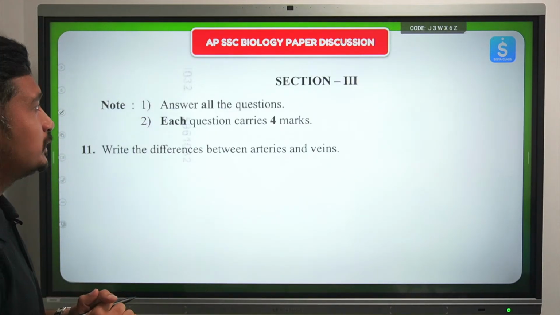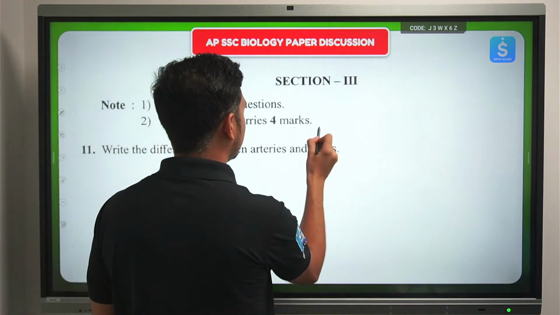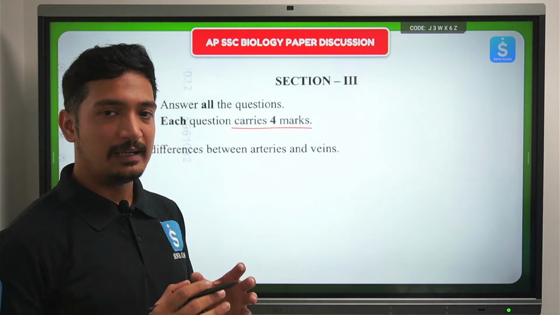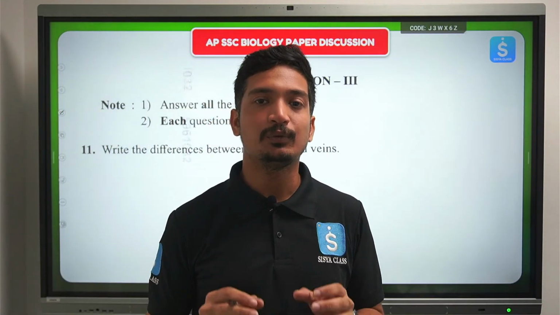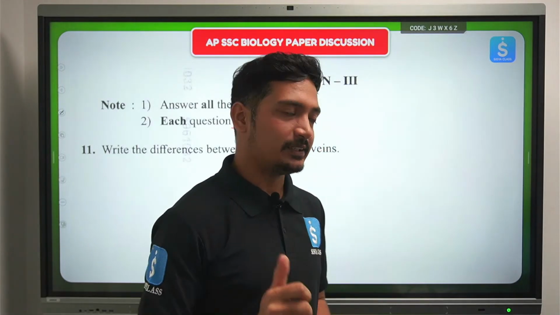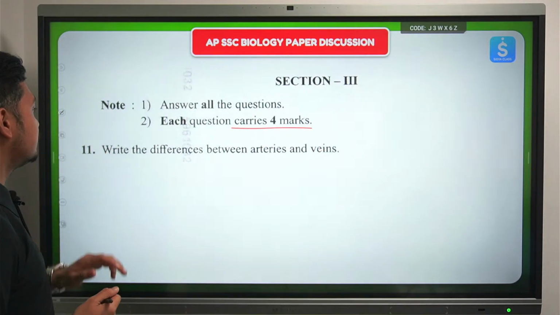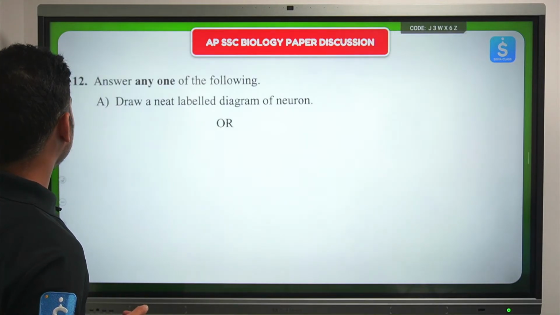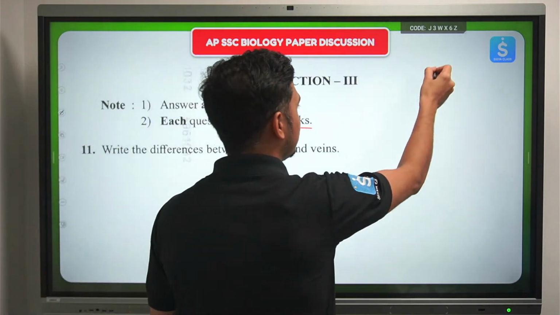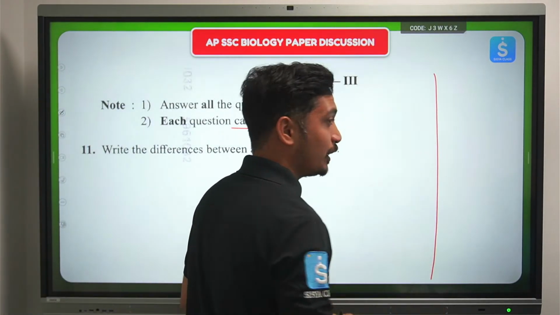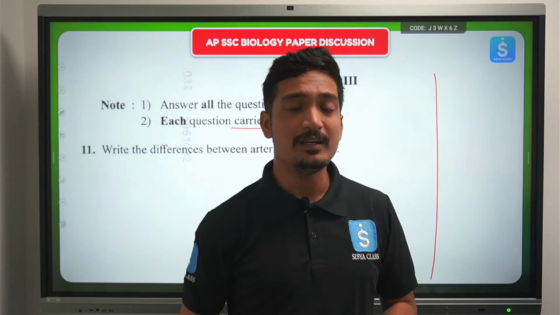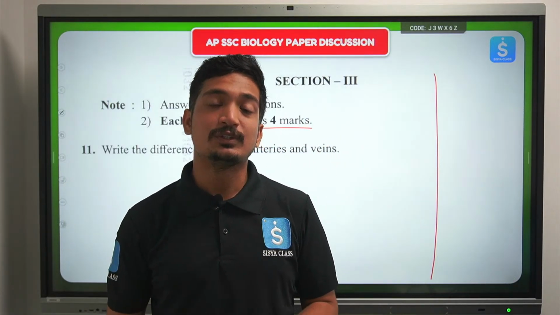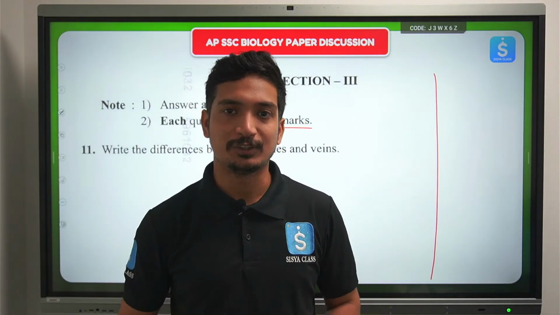Now moving to section number 3. Every question over here will carry 4 marks. So the length of our answer should be sufficient to get 4 marks. Okay, let's start. Now here it is, write the difference between arteries and veins. Let's see if I have an empty slide. No. Okay, so here I'll be writing the differentiation points. Now if we have 4 marks to gain, we'll write 2 points extra. So therefore we'll write a total of 6 points altogether.